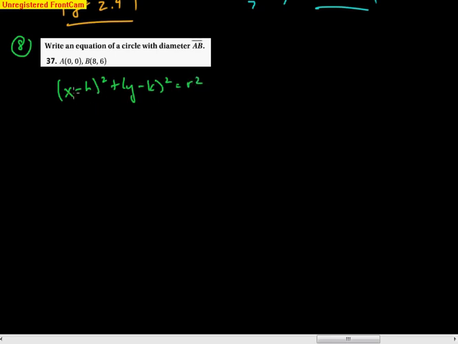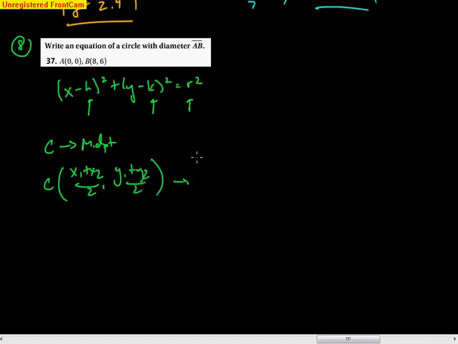Now, to answer this question, I need h, k, and r. H and k are the center. These 2 points are the endpoints of a diameter. But the center is on this diameter, right smack dab in the middle. So to find the center, we're going to use the midpoint formula. x1 plus x2 over 2, y1 plus y2 over 2. That'll be 0 plus 8 divided by 2, 0 plus 6 divided by 2. So the center is going to be at 8 divided by 2, which is 4, 6 divided by 2, which is 3.